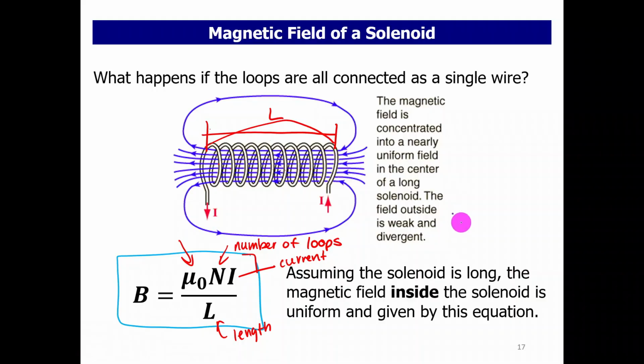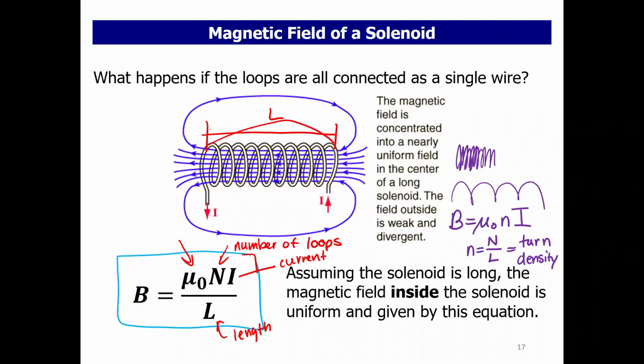written instead like this: B equals mu naught N times I. So if you see it written like this, N is just N over L. They call this turn density. It's the number of loops per unit length. So the idea is the more compact those loops are, so if my loops are tighter together, it is going to create a stronger magnetic field than our loops that are spread further apart. The bigger the current we run through it, the stronger the magnetic field is going to be.